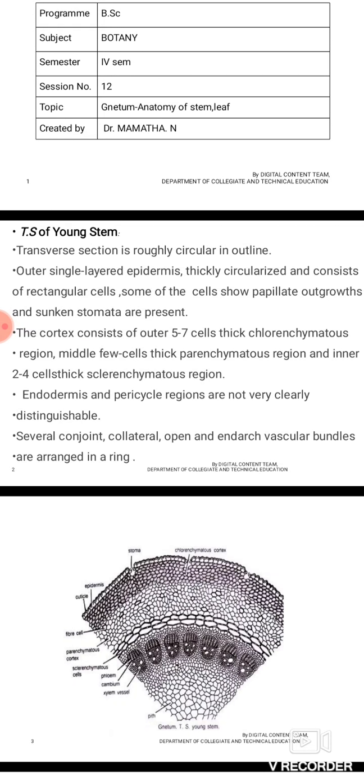Anatomy of stem and leaf of Neetum. Coming to the young stem. In a transverse section, the young stem is roughly circular in outline.